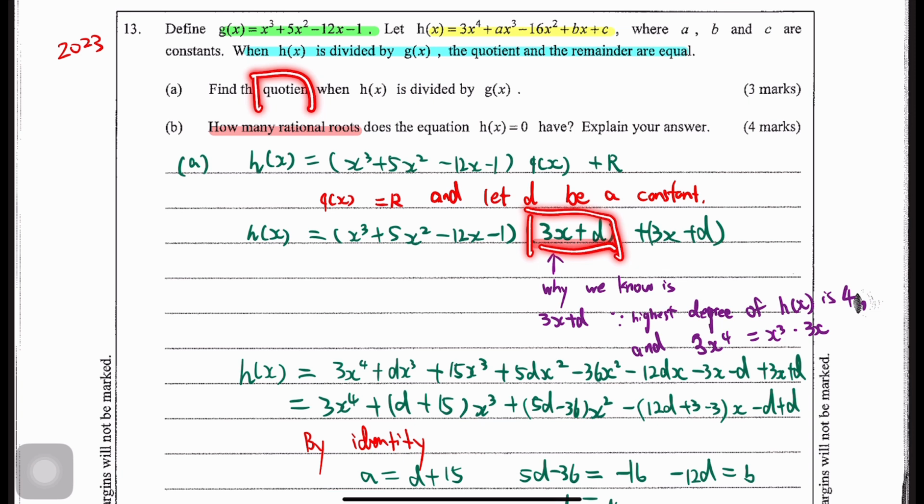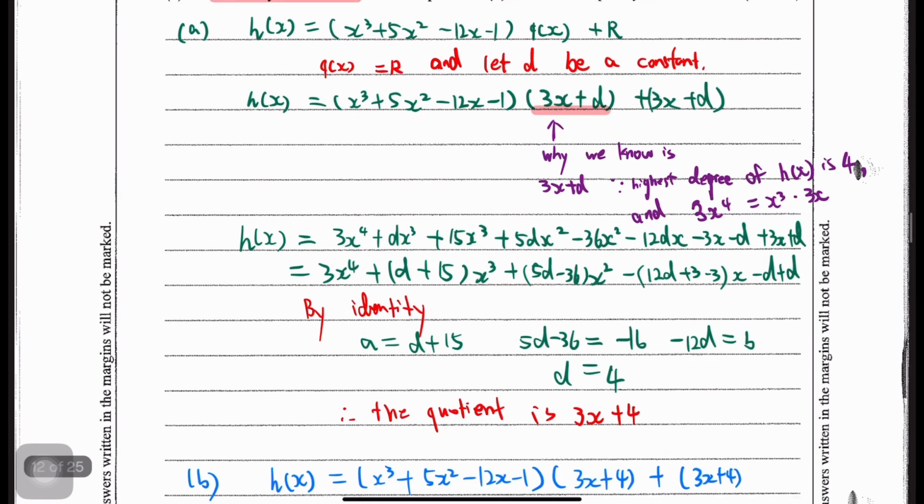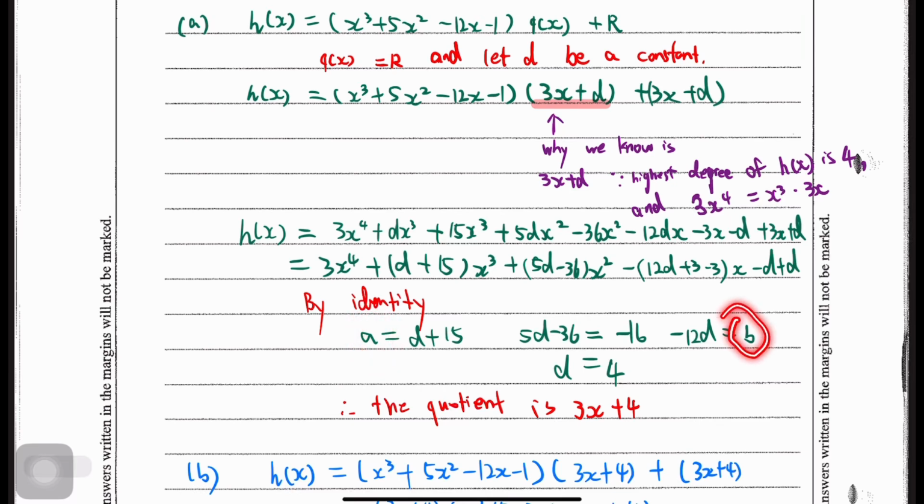Because it's asking for the quotient. So when you're doing those questions, keep in mind to always think: what is your direction? What is your goal? Write down your goal. So the goal is to find the quotient. So a here doesn't matter, b here doesn't matter, c here doesn't matter, the only thing that matters is d, okay? So the quotient is 3x plus 4, because d is 4.